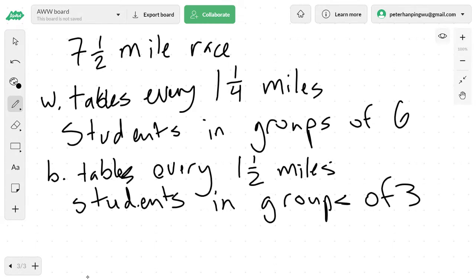So our final bullet point is there are exactly enough students to work at all the tables. So what does that mean? That means that there aren't going to be any extra students who aren't at either a water or banana table. So no students besides at the tables.